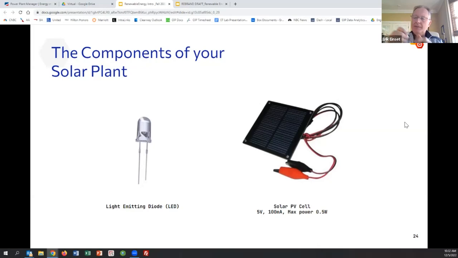Now, if you got a white one, it would be good to use that for your solar plant, because the color of your LED will determine how much voltage you need in order to make it light. The white LED needs the most voltage, and your solar cell is going to be giving you more voltage than your generator for your wind. Now, a couple of things to notice about the LED. One of the legs on it is longer than the other, and this is really important to know how to connect these so that the LED will light.